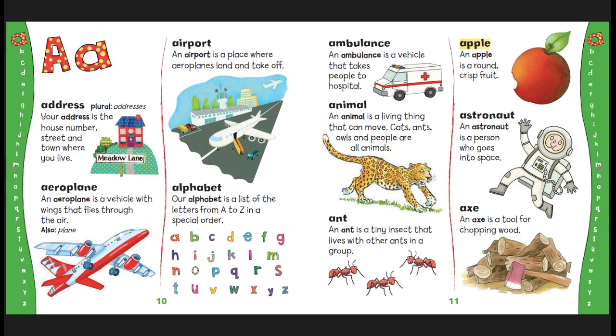Apple. An apple is a round, crisp fruit. Astronaut. An astronaut is a person who goes into space. Axe. An axe is a tool for chopping wood.